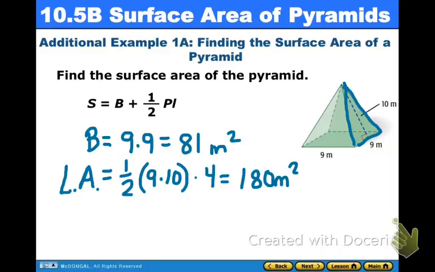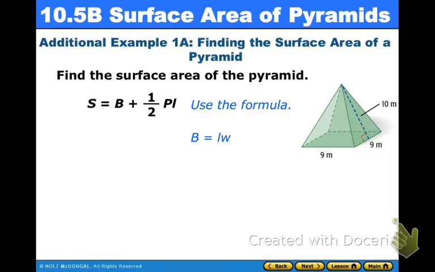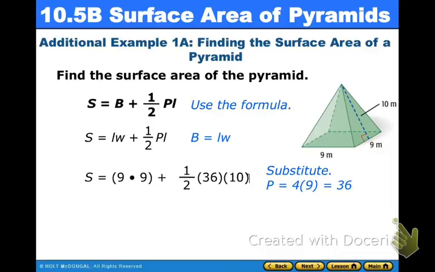So our surface area is the area of the base plus the lateral area, which is 180, or equal to 261 meters squared. Okay? Now let's look at it using the formula. If you take your base, which is the length times width, or a square, and then you substitute in the perimeter of the base, which is 9 times 4, times the lateral height, or the slant height, you get the same thing, 81 plus 180.